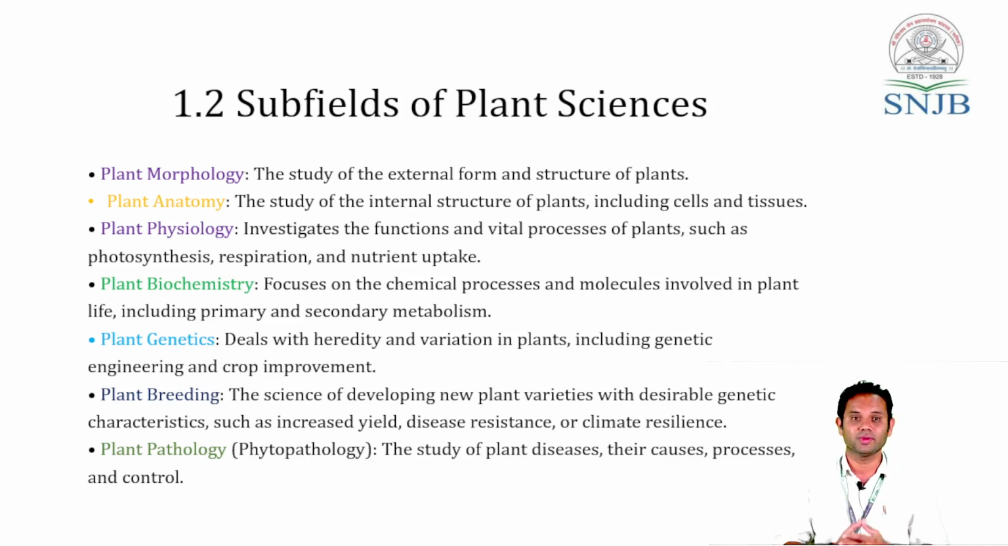After that, the next subfield of plant science is plant genetics. It's a very interesting branch of the plant sciences. It deals with heredity and variations which are present in the plant. So it's a very important branch of plant science where heredity is studied. Heredity means what? If we try to define heredity, it is the transmission of characters from parent to offspring. The characters which are transferred from parent to offspring, the study of that is termed as heredity.